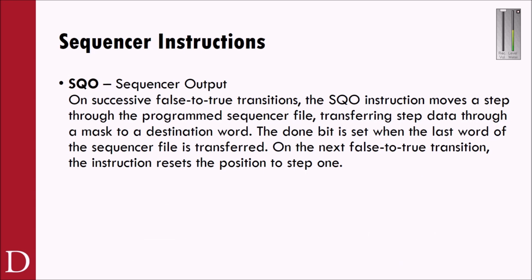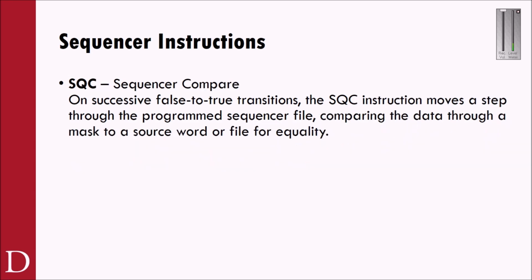Sequencer instructions, we'll use the sequencer output, but I'll read through these real quick. On successive false to true transitions, the SQO instruction moves a step through a program sequencer file, transferring step data through the mask to a destination word. The done bit is set when the last word of the sequencer file is transferred. We're going to actually do that a little different. You'll see that in a second. On the next false to true transition, the instruction resets positions to step 1.